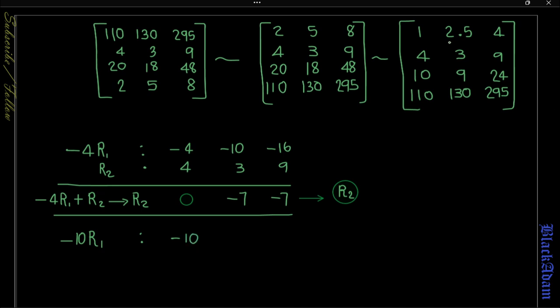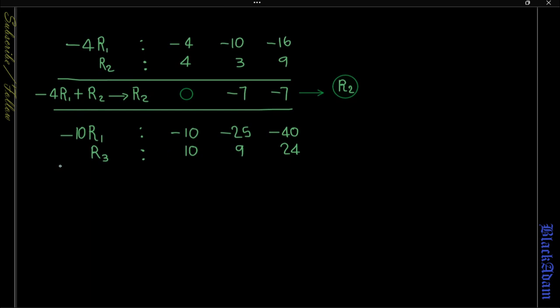-10 is going to be -10. That one's going to be -25. All of that multiplied by -10. So it's going to be -25, and then -40. And then row 3 is going to be 10, 9, 24. That's row 3 there. Alright, and then from there we add.